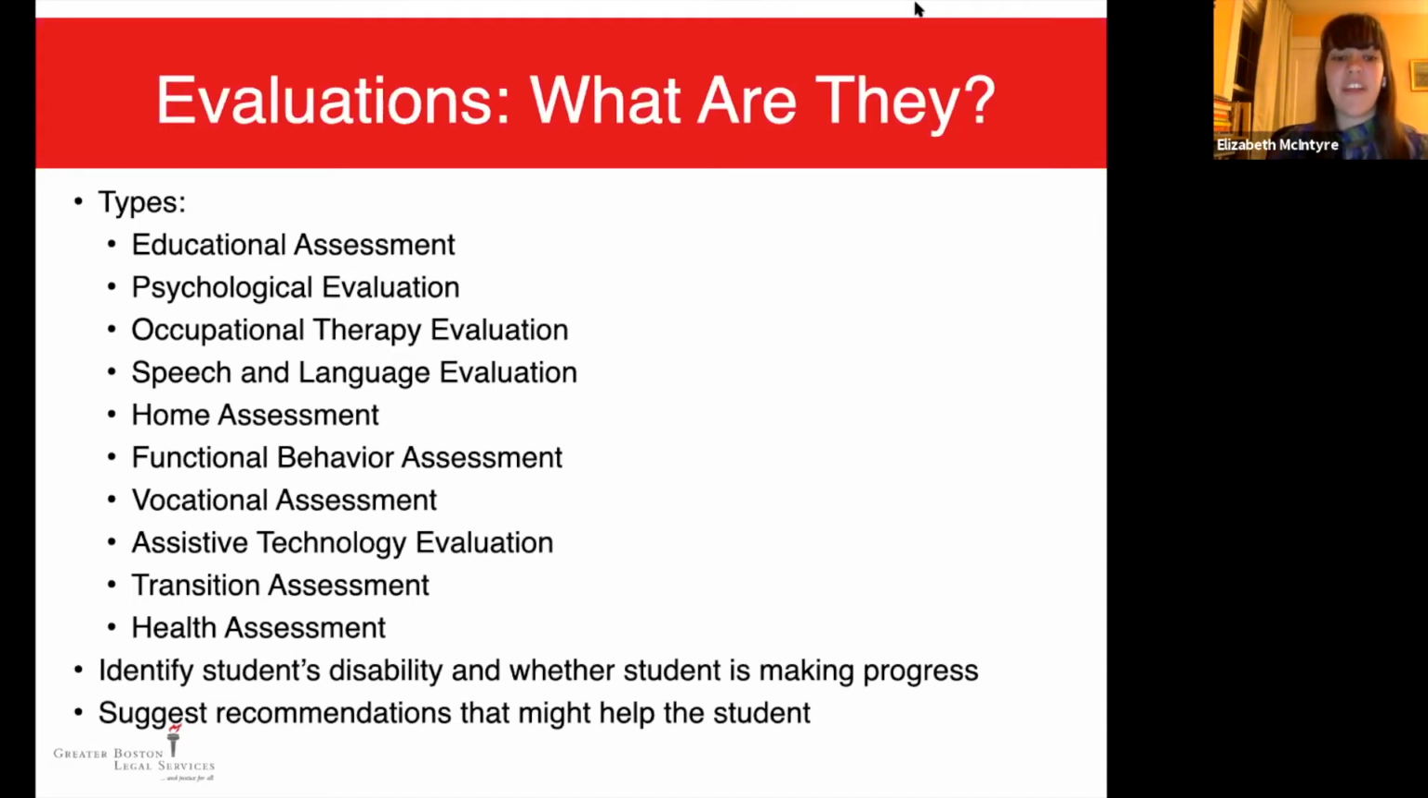So in addition to identifying the student's disability and whether or not a student's making progress, the evaluations will also suggest some recommendations that might help the student. Those evaluations might say that a student needs a smaller class, or more individualized attention. They might say that a student needs a social skills group where they can practice with other peers. They might say that a student really needs individualized reading instruction. Those are the kinds of recommendations that you can get from an evaluation.